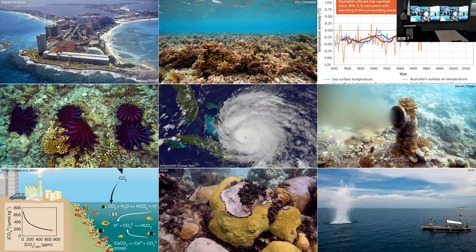There are more diseases that seem to be becoming more prevalent these days. This is black band disease on this coral here. You can see the black band. Ocean acidification and overfishing and destructive fishing practices. All of these things together impact reefs.